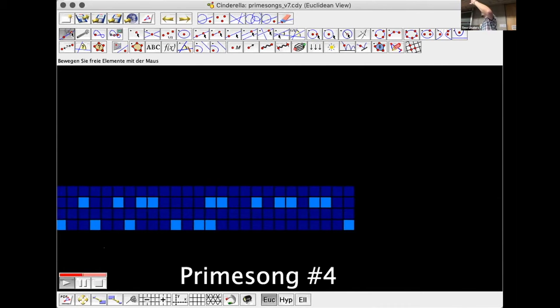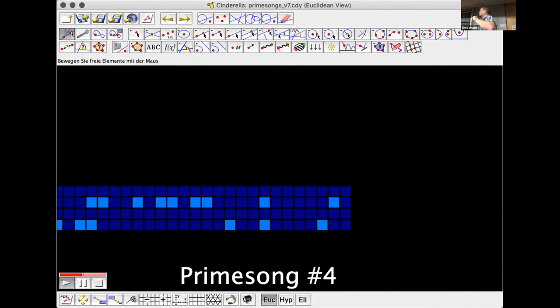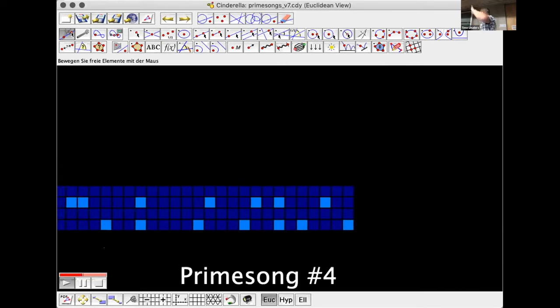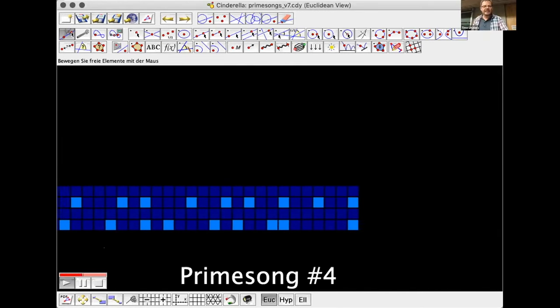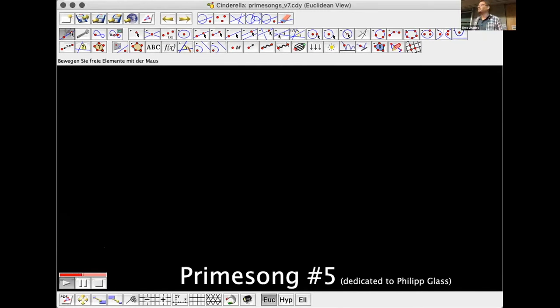We have 2 sounding at the same time. And it's a tritone because I divided, of course, the octave in intervals. Let's proceed to number 5, which I dedicated to Philip Glass.